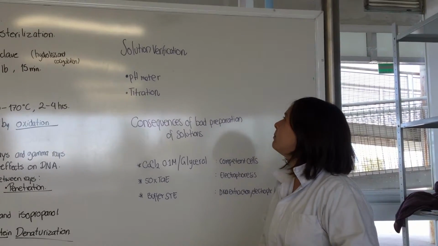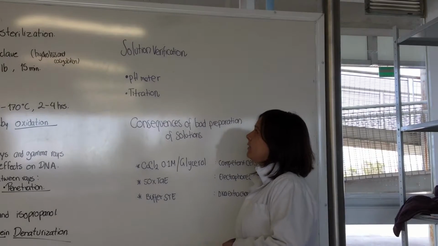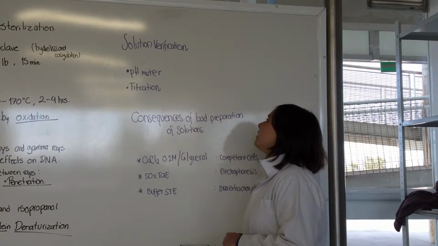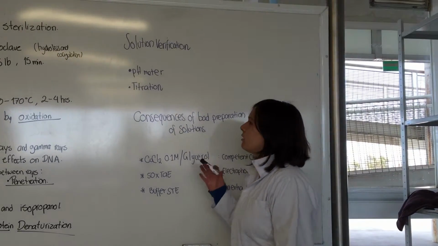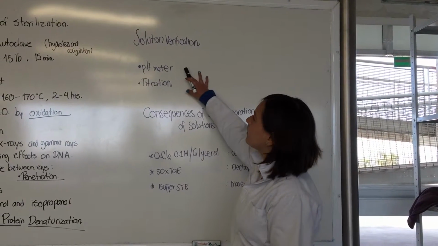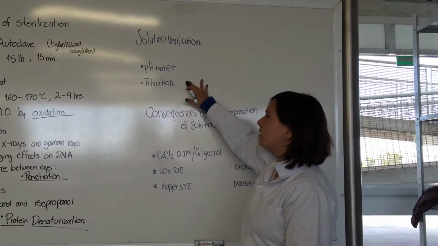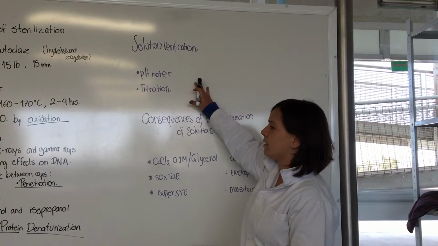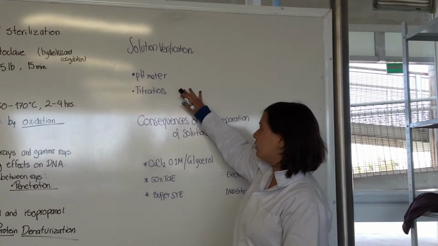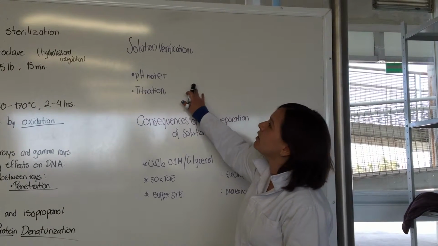So in order to verify the solution, we can make certain tests. First of all, if the solution has a certain pH, we could measure it with a pH meter. And also we could use titration, which offers almost the same method, which is to look for the pH, and it also offers a certain change of color.